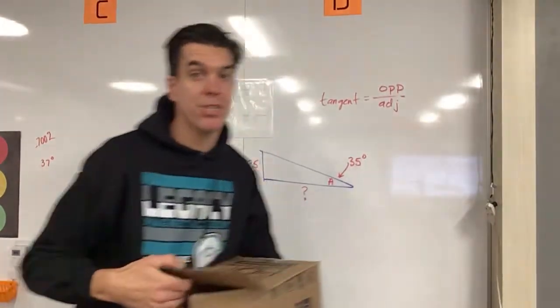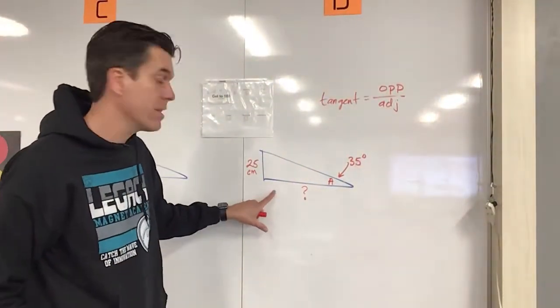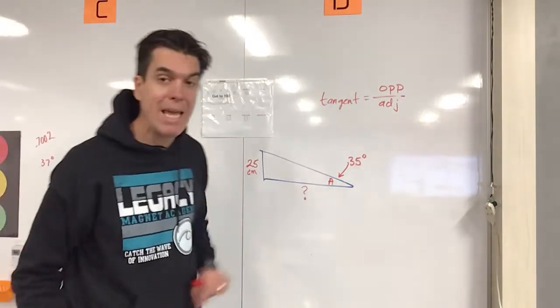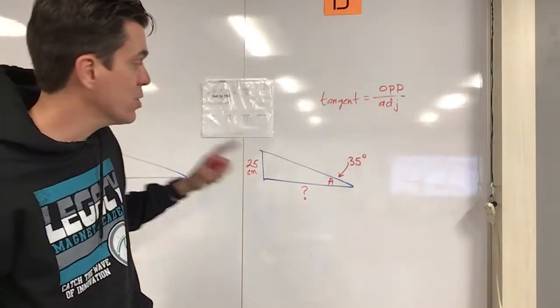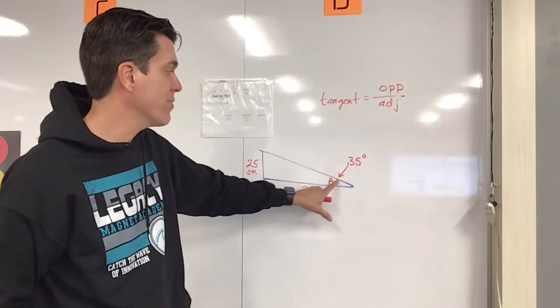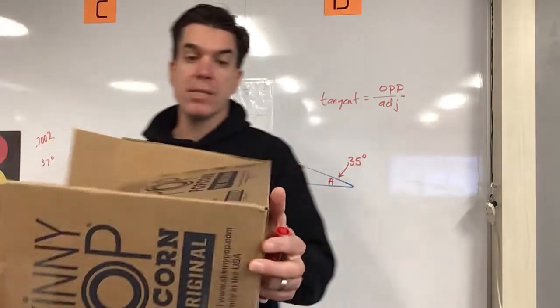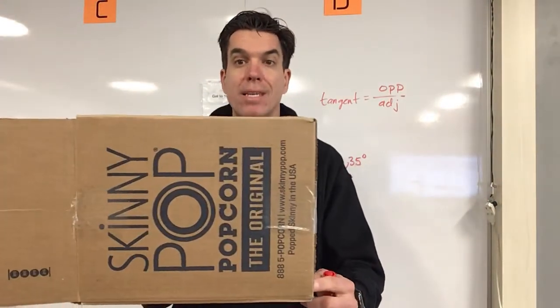Hey everybody, this video is going to show you how to find your base length if you know the height of your ramp, what you want the height of your ramp to be, and you know what angle of elevation you want. Okay, so I'm looking for an angle of elevation that's 35 degrees, and I want my box to be 25 centimeters. So I found a box that has a height of 25 centimeters.